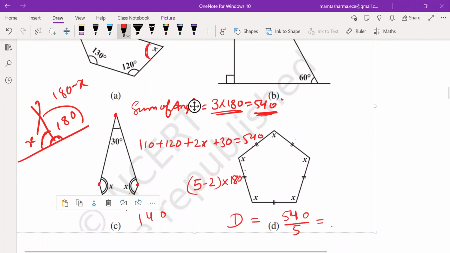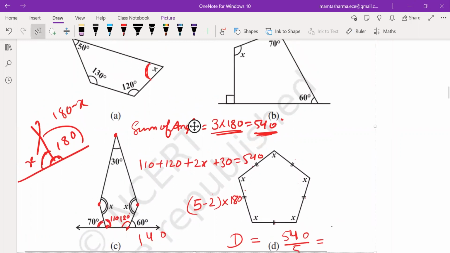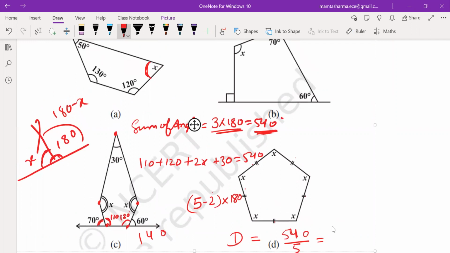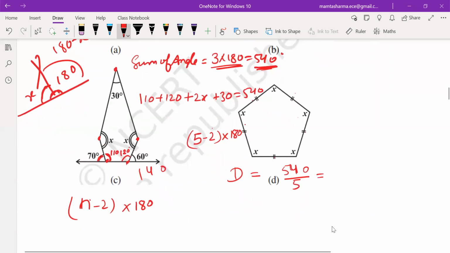Similarly here, C1, you got 540? No, ma'am. How did you get C1 as 540 and D also 540? I told you that for calculating the sum of angles, use this formula: (n minus 2) into 180. What is the value of n here? Total number of sides is 5, ma'am, minus 2.